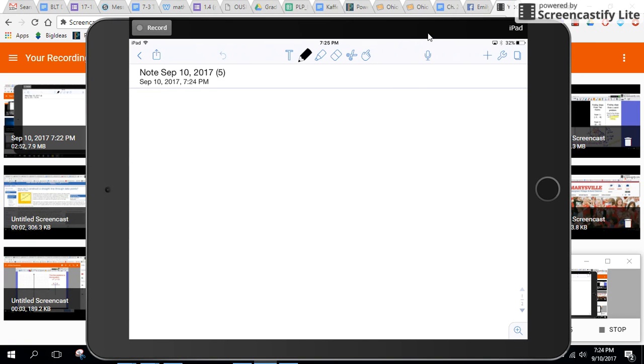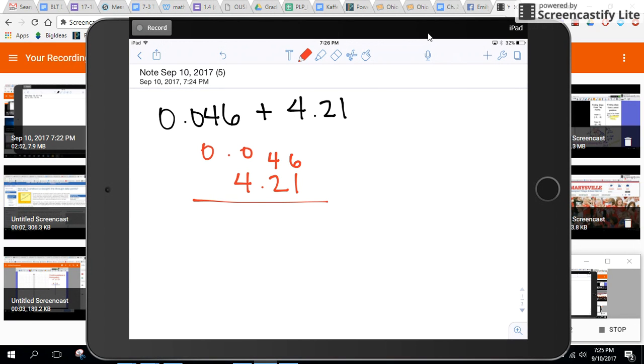So let's say we've got 0.046, and we are going to be subtracting or adding 4.21. Perhaps the biggest issue and most common error that's made with adding decimals is that students want to line the numbers up to the right, like this. And that's a big error because we need to make sure that we're adding essentially like numbers.